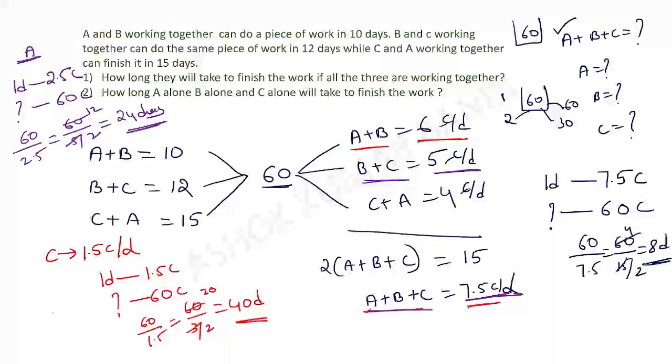We're done. We're left with one more person, that is B. So let's solve for B also. ABC 7.5 chocolates, C and A only 4 chocolates. That means B can eat 3.5 chocolates in one day. But I want B to complete the entire work. So to complete 60 chocolates, how long will he take? 60 by 3.5, or 7 by 2, which is equal to 120 by 7 days. That's it. We are done with our problem.